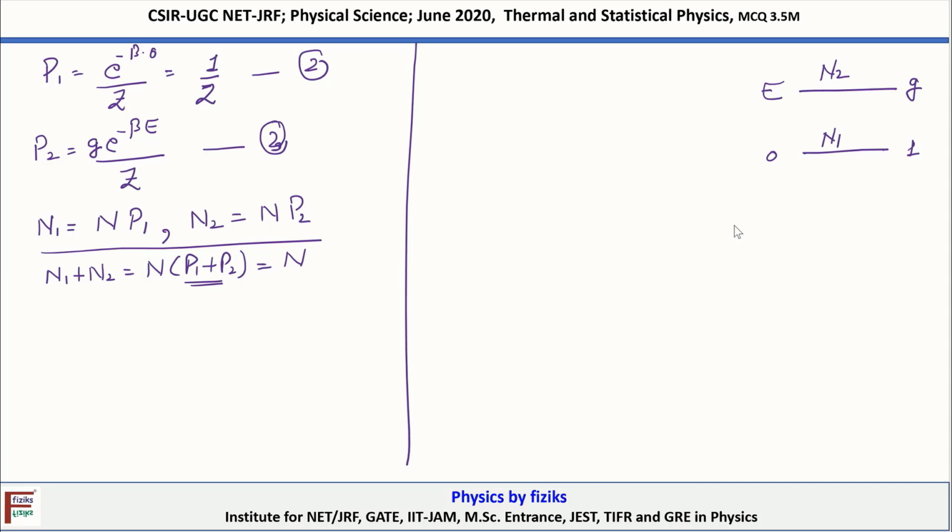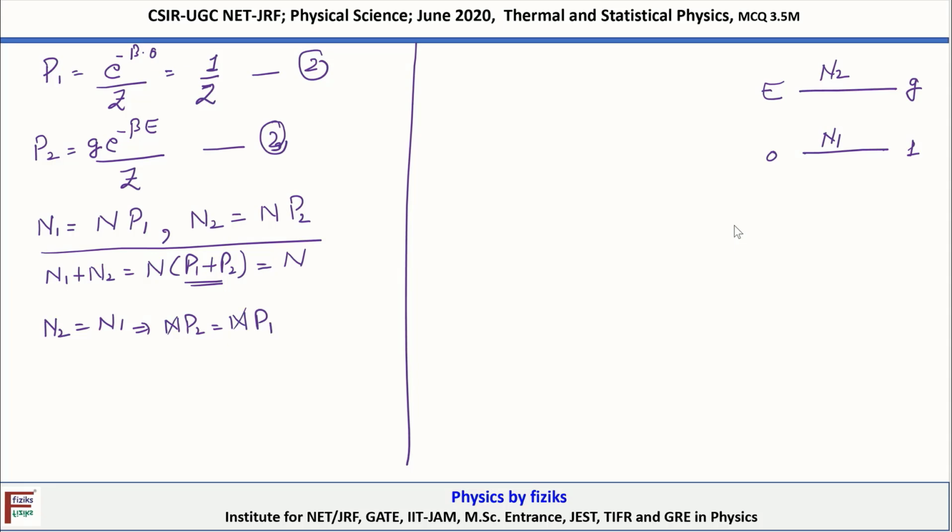Now we have to determine the minimum value of the degeneracy factor G for the excited state, so that n2 exceeds n1 when the temperature exceeds the given value. So here we will apply the condition that n2 is equal to n1. N2 is n times p2, so n times p2 is equal to n times p1. So n will cancel, and p2 is equal to p1.